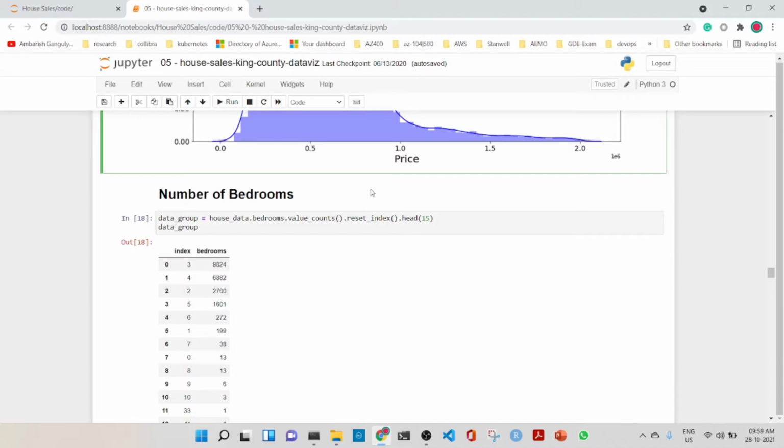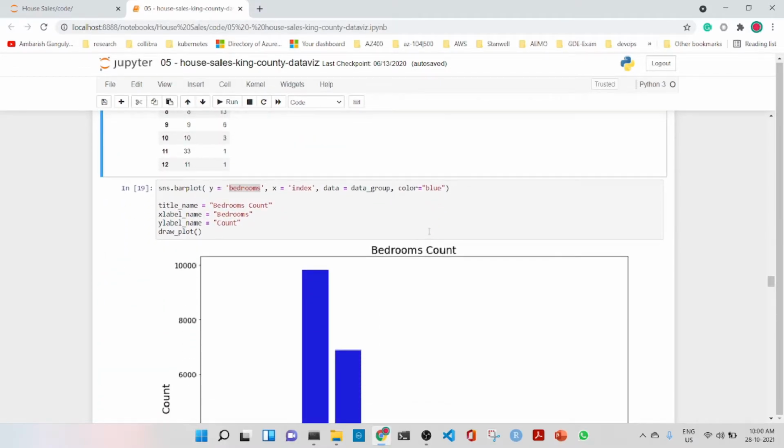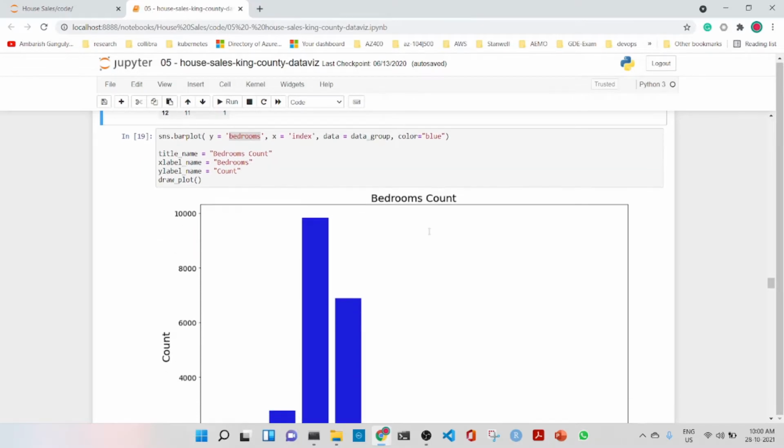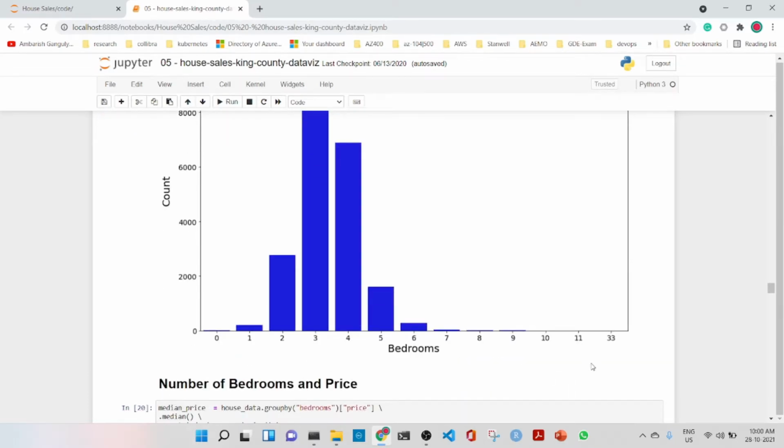So we are using the value counts and we are seeing that the houses with three bedrooms are around 9,824. Houses with 4 bedrooms is 6,882. Now we do another bar plot. Here we plot the count of the bedrooms in the y-axis and in the x-axis the number of bedrooms.